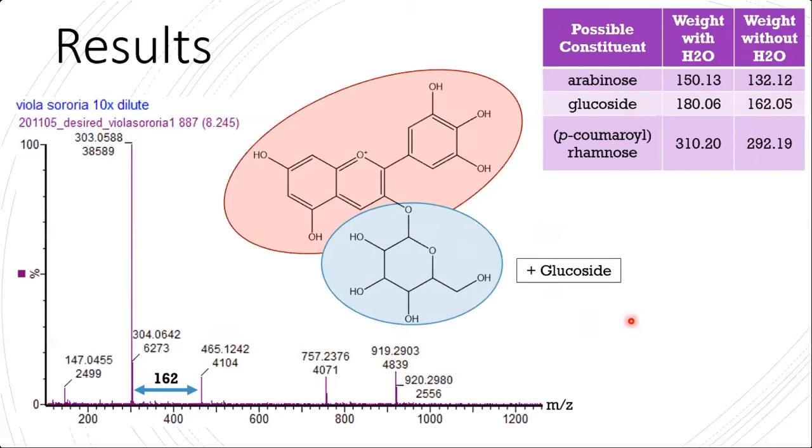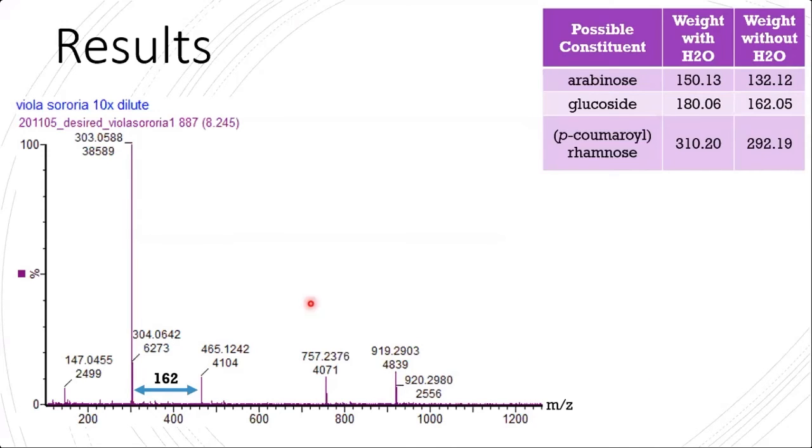So we are actually not completely sure where this constituent adds on to our backbone, but based on the chemical properties, this would be the most likely place to be added. So now we move on to our next constituent. Now we will do the same.